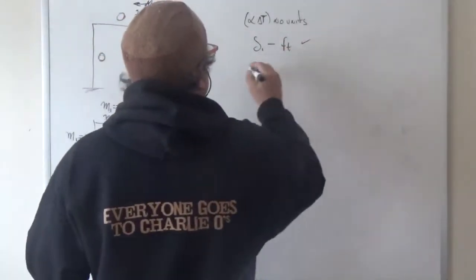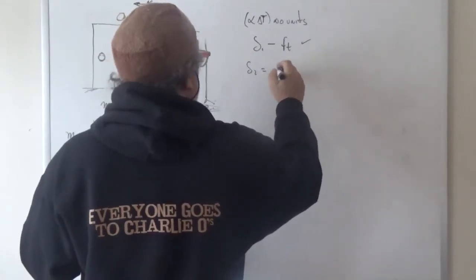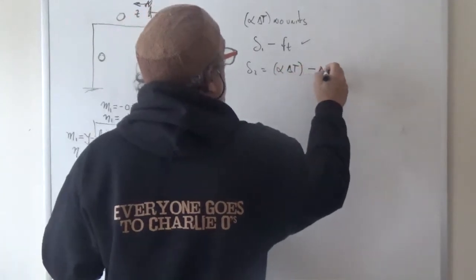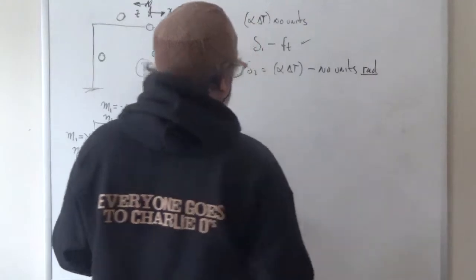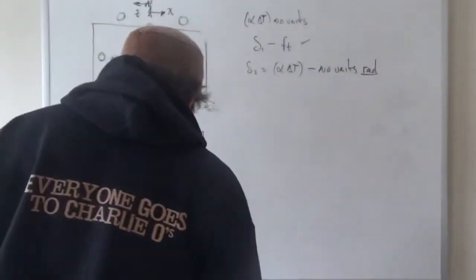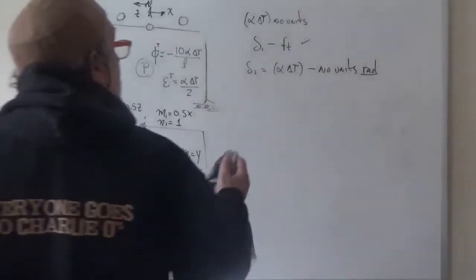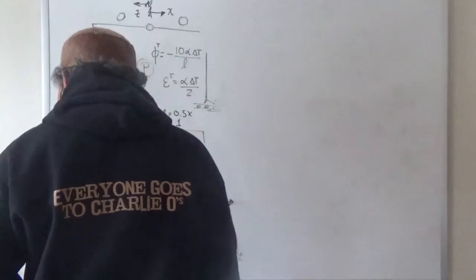I go up to delta 2, and I see that delta 2 is just some number times alpha delta t, so that means no units, and no units means radians, and radians is an angle, and an angle is fine. That's exactly what I expect, because delta 2 is a rotation, right? And therefore that checks also. So I see that my delta 1 and delta 2 units are correct.